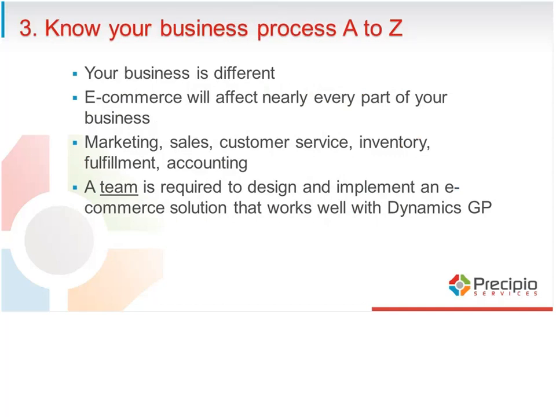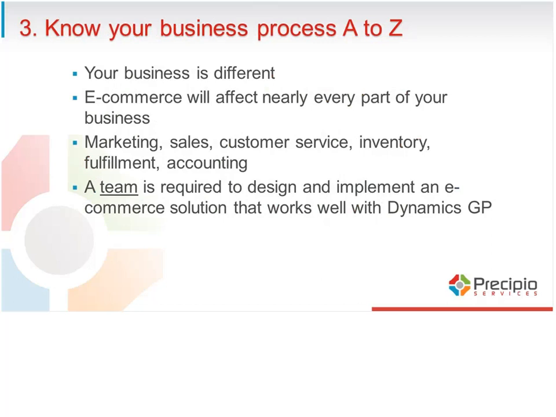Okay, know your business process A to Z, and I've alluded to some of these things previously, but one of the key points is your business is actually different. I've heard people say, well, businesses are generally the same, and that's true. You have customers, you sell products or services, you collect money, and you pay your bills. But the way each customer or each business handles transactions, works with customers, different product lines, it results in some small but significant differences, and that will affect how you implement your e-commerce solution and integration with GP.